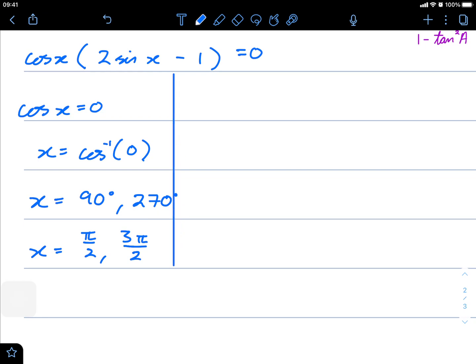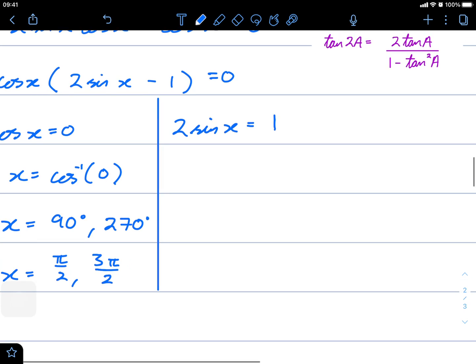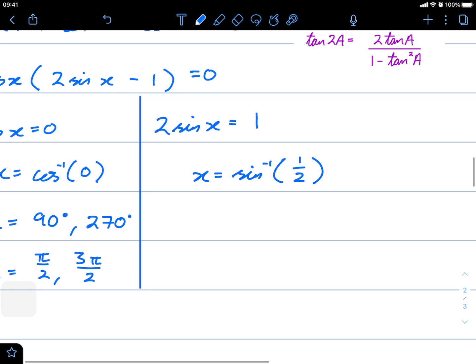Same deal for this other factor. I'm going to move the negative 1 straight away, so we get sine x is equal to positive 1, dividing by 2 and taking the inverse, so sine inverse of half. I did two things in one go. Sine inverse of half, you should be getting, I believe it's going to be 60, but we should always check.